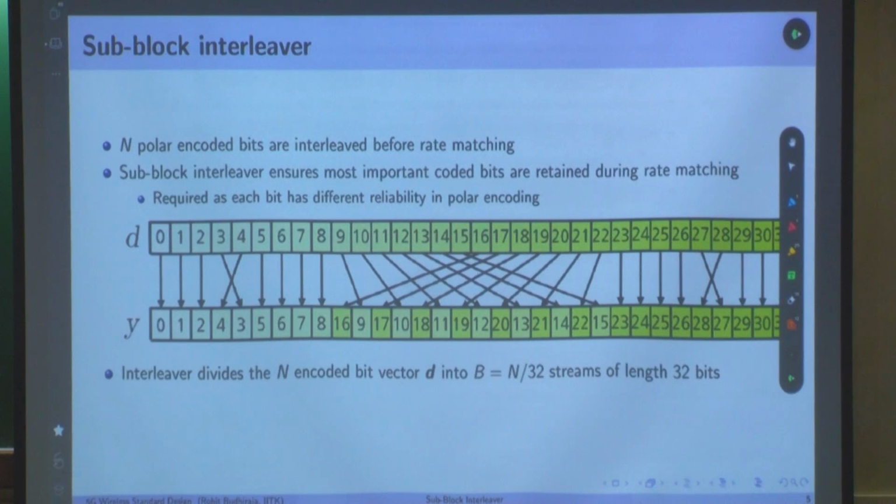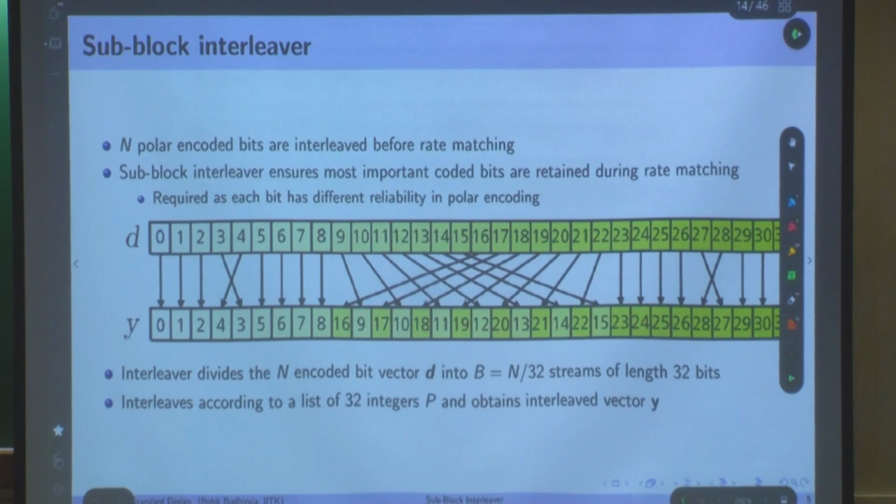So what does this bit interleaver do? The interleaver divides the N encoded bits. How many bits do we have? A total of N, capital N, the polar encoder output. Remember this notation, capital B. It divides this into N by 32 streams. If N is 32, how many streams will there be? Only one stream. Depending on N, the length, we get different streams. That's point number 1. It interleaves according to a list of 32 integers.